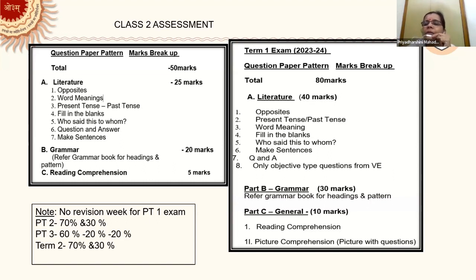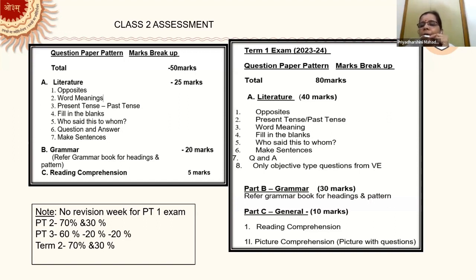Opposites, past tense test. You can test them on past tense also. Word meanings. And one more thing here, when you are having this particular past tense in the grammar, don't test them past tense in the literature part. Okay. No need to have the repetition. No need to give more weightage for the same concept again and again. Word meanings you can have, fill in the blanks, who said this to whom, make sentences, question answers, and only objective type questions from value education.